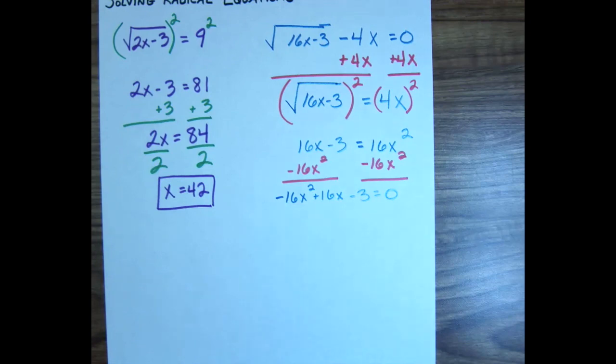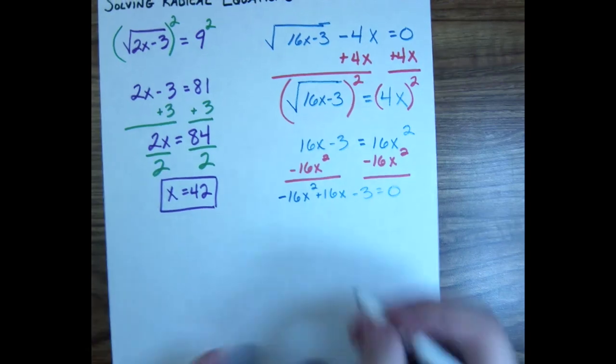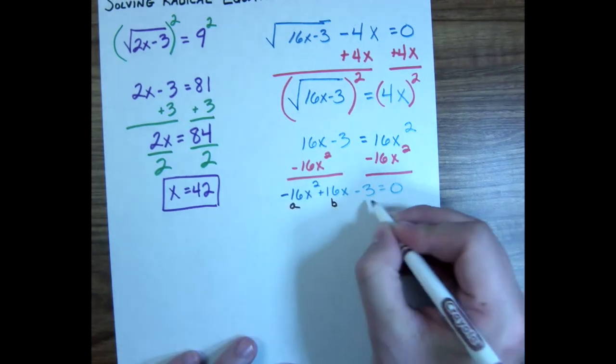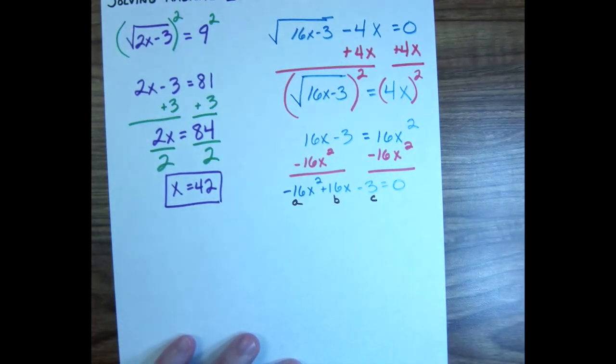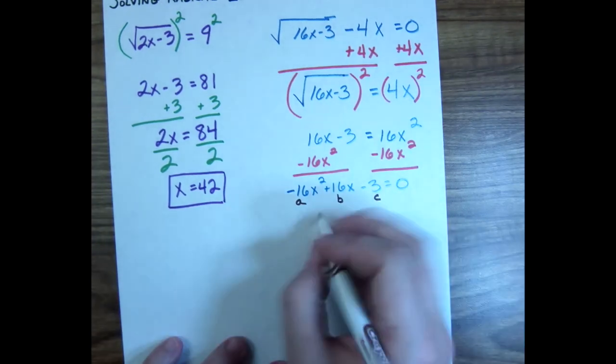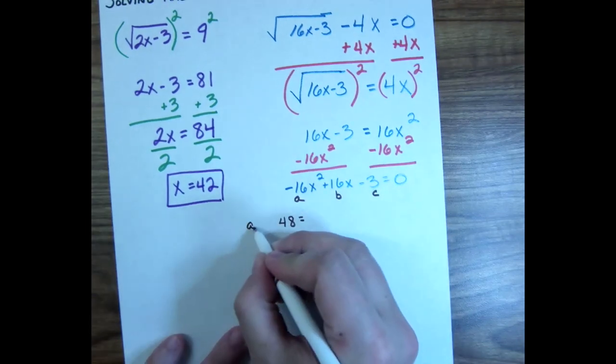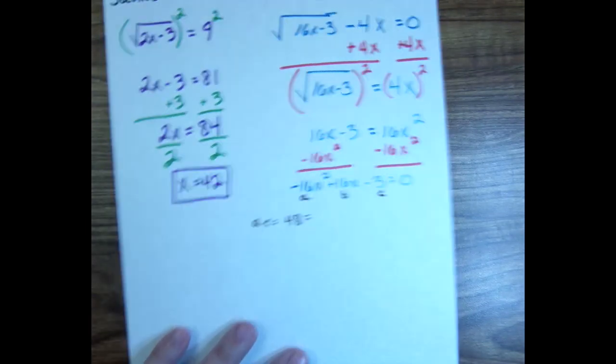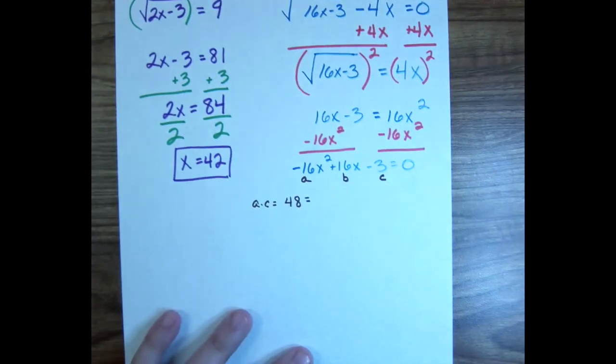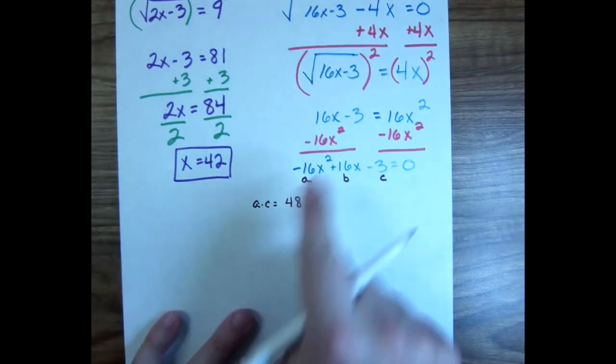Okay, you remember how to factor this? Is there a greatest common factor? Sure doesn't look like it. Oh, you remember factoring by grouping. What a smart kid. So there's A, there's B, there's C. All right, so A times C, negative 16 times negative 3 is 48. That's A times C. What are two numbers I can multiply together to get 48, but when I add them, I get 16?